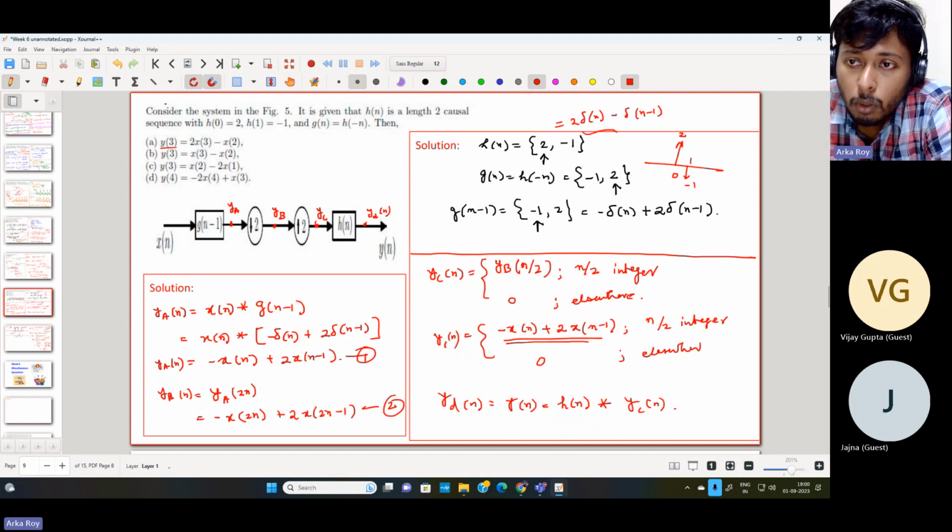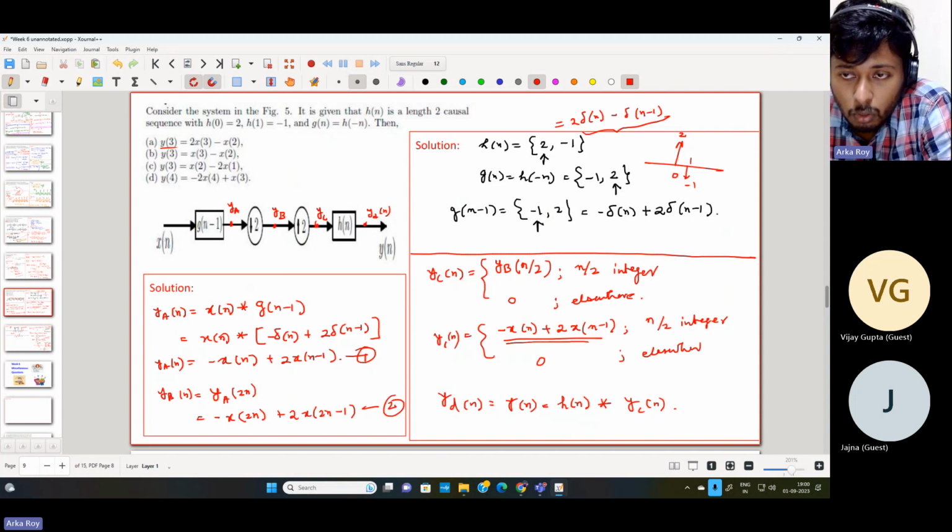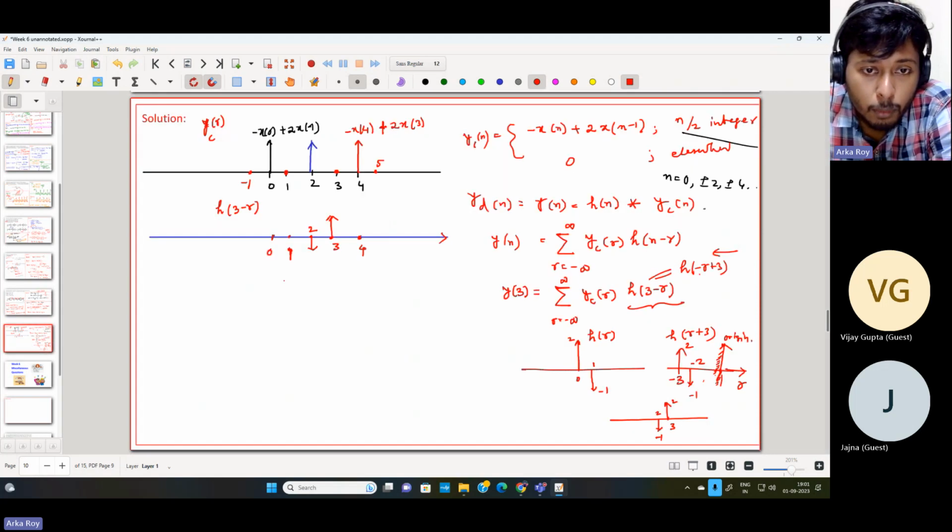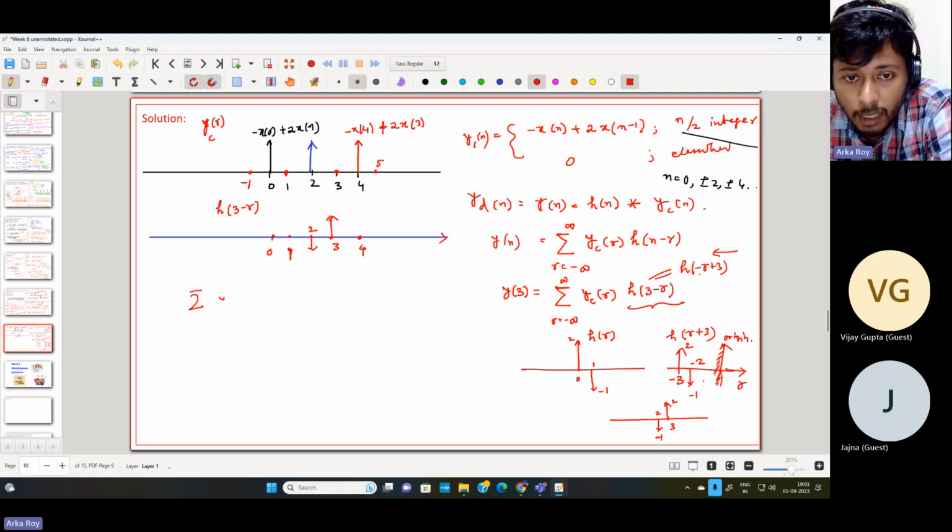If we convolve directly with this sequence, we will get a wrong representation, because at every point the value is not the original, that is, not x of n minus x of n plus 2 into x of n minus 1. In some places we are getting zeros also. So what we have to do is take y of r dot product 3 minus r, where r is running from minus infinity to infinity.